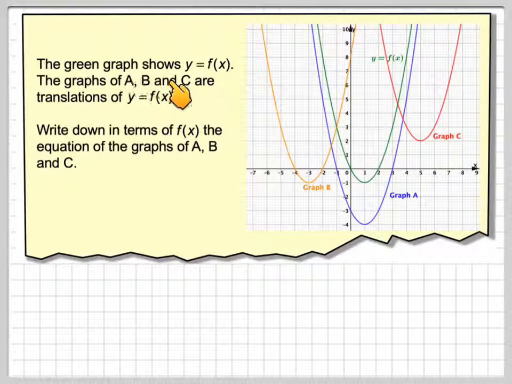Green graph shows y is equal to f of x. So this green graph here shows y is equal to f of x. The graphs of A, B and C are translations of y is equal to f of x. So this is graph A, the orange one is graph B, and the red one is graph C. Write down in terms of f of x the equation of the graphs of A, B and C.